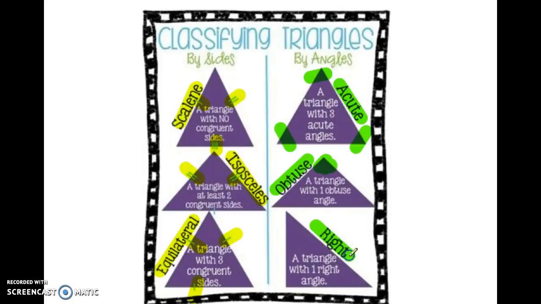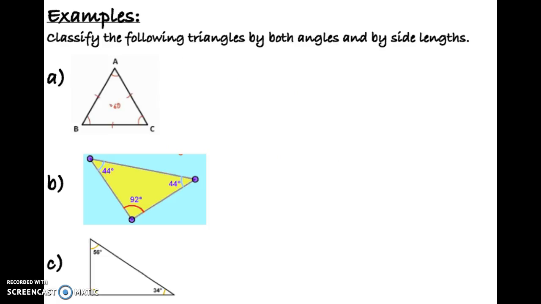And then a right triangle has exactly 1 right angle. In the bottom left here, that's a right angle, so this is called a right triangle. Don't just assume things from the picture unless we ask you to do that. Usually you want to look for the markings and make sure. So let's do some example problems.